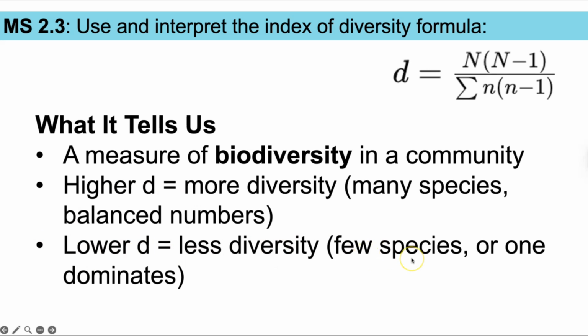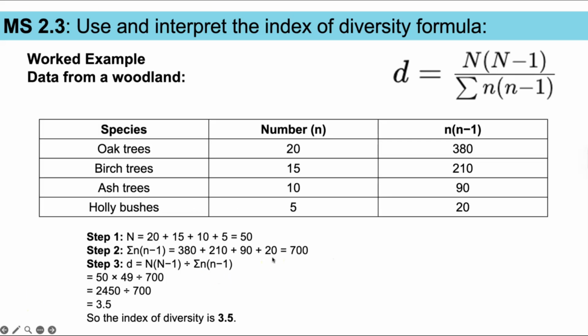So you might have fewer species, or you might just have one species that dominates. So you might have 10 species present, but you've got 1 million individuals in one of those species and only 5 or 2 or a very low number in all of the others, and therefore they're at risk of going extinct. So it's not actually a very good, high biodiversity.